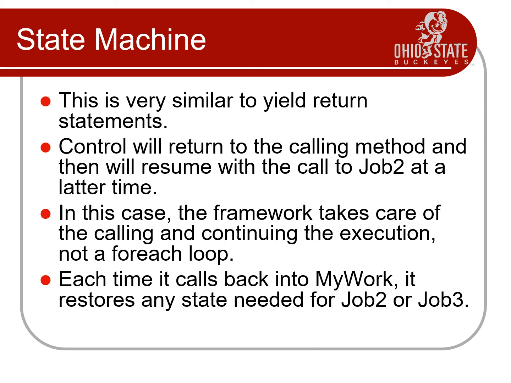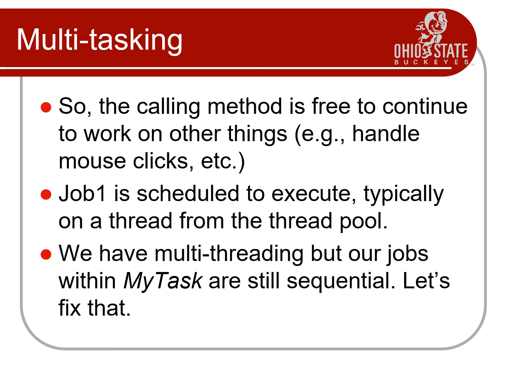Okay, so each time it comes back into my work it'll restore the state needed for what it needs to do next. So if it's job 2, it's the state to continue with job 2. If it's job 3, it's the state it needs to continue for job 3. Okay, so the only thing we've really done now is the calling method is free to continue to work on other things. So it can handle mouse clicks, etc. Job 1 is typically going to be executed from a thread pool. So we do have multi-threading, but our jobs within my work are sequential. So let's look at fixing that real quick.